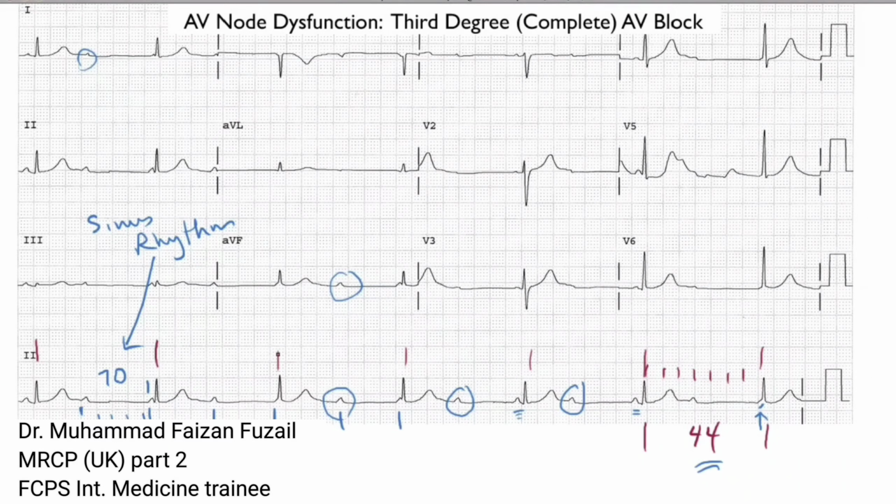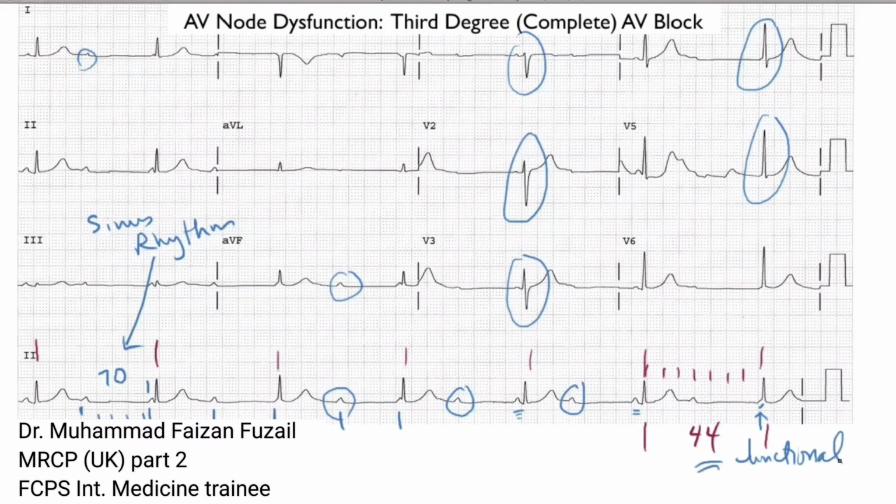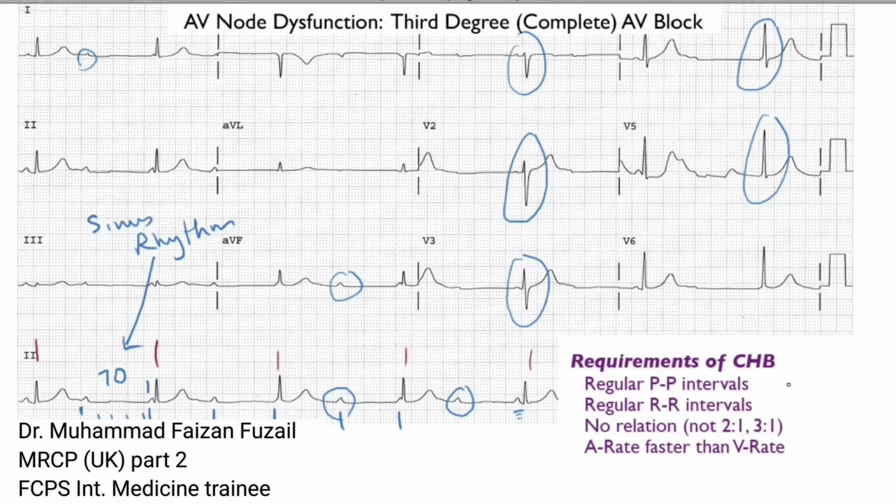From the ventricles? No, because it's narrow. Look at how narrow it is. It looks like a normal QRS complex. So it must be taking the normal route of conduction down the bundle branches and to the ventricles. And so we would consider this a junctional escape because it's narrow. It's normal appearing. And it's at a rate of 44 beats per minute, which is about right for the AV junction. So to summarize, what do we need to say complete heart block is present?